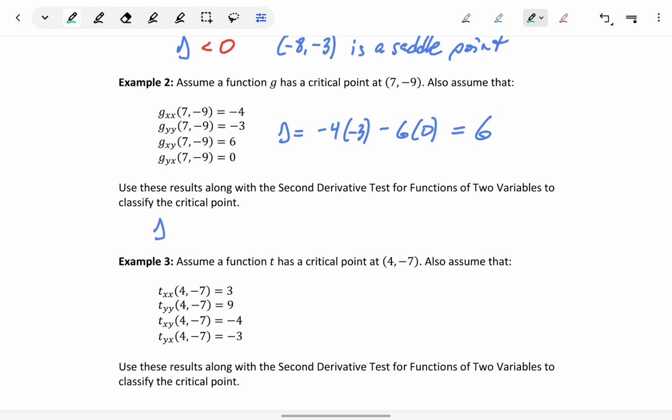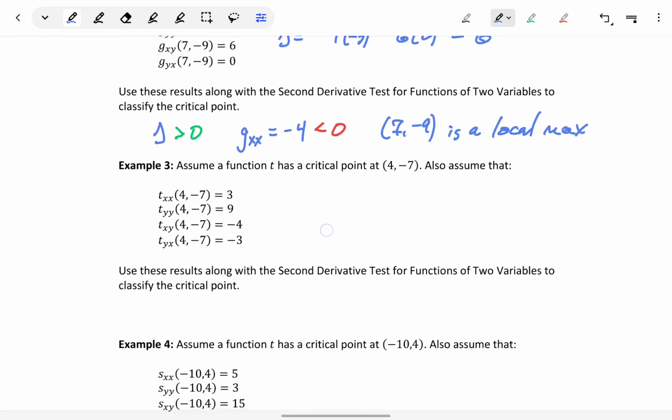In this case, our value for D is positive, greater than 0. And we can see that g sub xx, the second derivative with respect to x, evaluated at our critical value is equal to -4, which is less than 0, which tells us that (7, -9) is a local maximum. Since D is positive, but g sub xx evaluated at the critical value is negative, we have a local maximum.